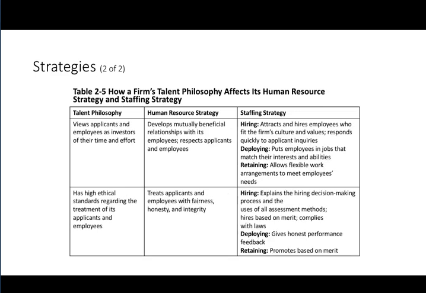This next page just continues our discussion about the influence of talent philosophy on HR strategy and staffing strategy. And the last two philosophies are about thinking of employees as investors of their time and effort. That means you've got to be thinking about the different kinds of hiring, deploying, and retention strategies. And if you're looking for high ethical standards, again, hiring, deploying, and retaining has a different nuance where we want to focus on people who comply with the law, engage in good ethical behaviors, give honest performance feedback, et cetera, et cetera. So I don't need to go into too much detail on that. I think you guys can review that on your own. It's table 2.5 in the textbook.